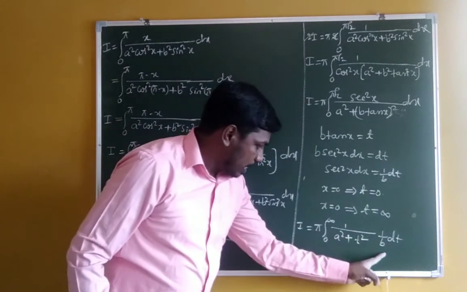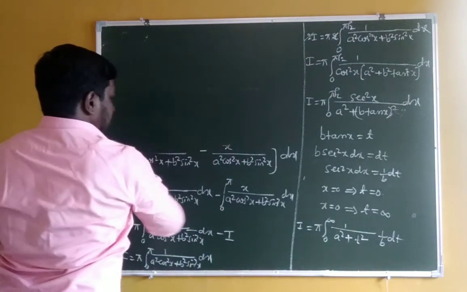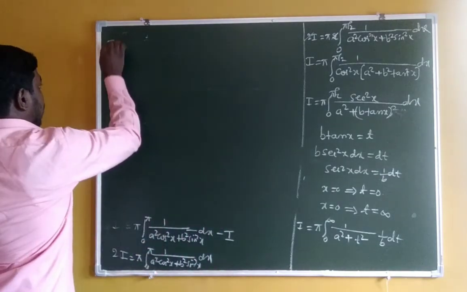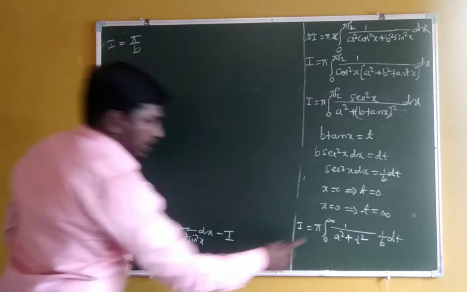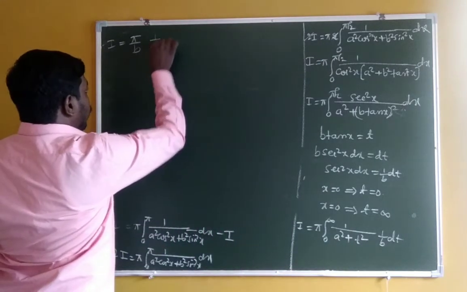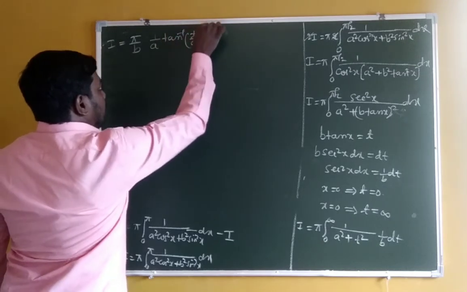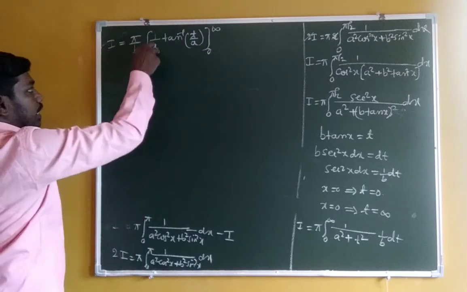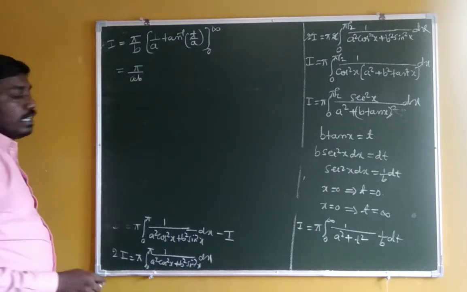This 1 over b is a constant, take it outside. Yes, so I is equal to pi by b times the integration of 1 over a square plus t square, which is 1 over a into tan inverse of t by a, correct, with limits from 0 to infinity. 1 over a is a constant, group it with this, so it becomes pi over ab.